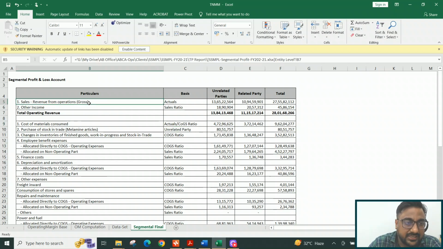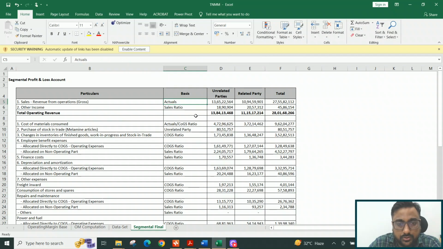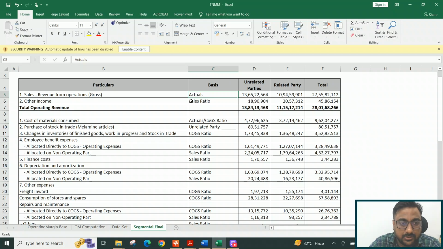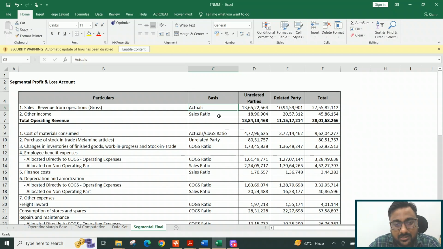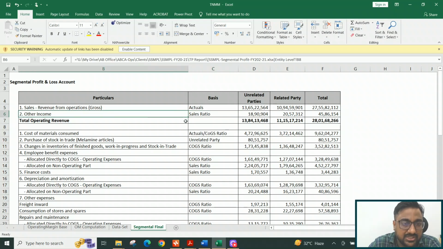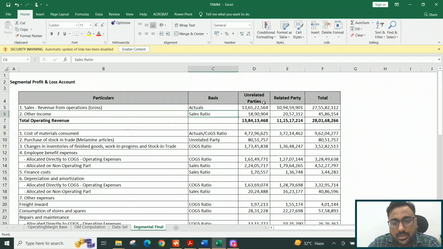First is sales. Sales would be at actuals. Obviously you have to separate these sales at actuals; this cannot be allocated on the basis of certain assumptions. Then other incomes which cannot be linked directly to any party, unrelated or related, you can allocate on sales ratio. This is what I allocated in one of my cases and what I have presented here, but in your case it could be different. You are not required to follow this particular allocation basis.